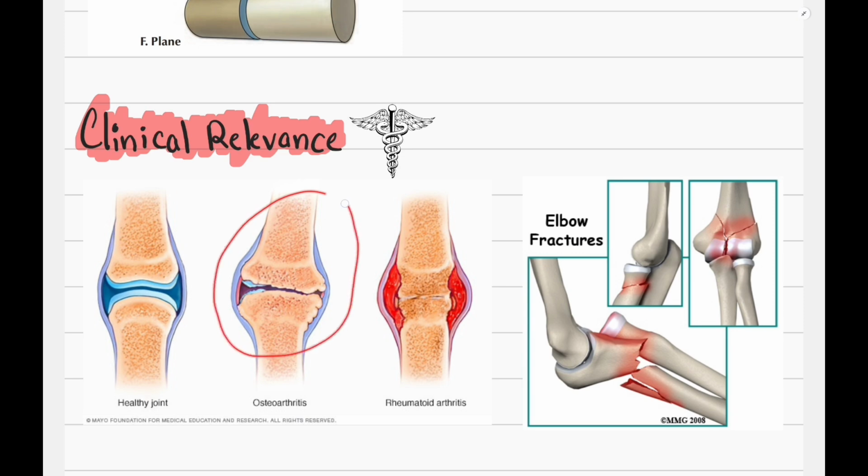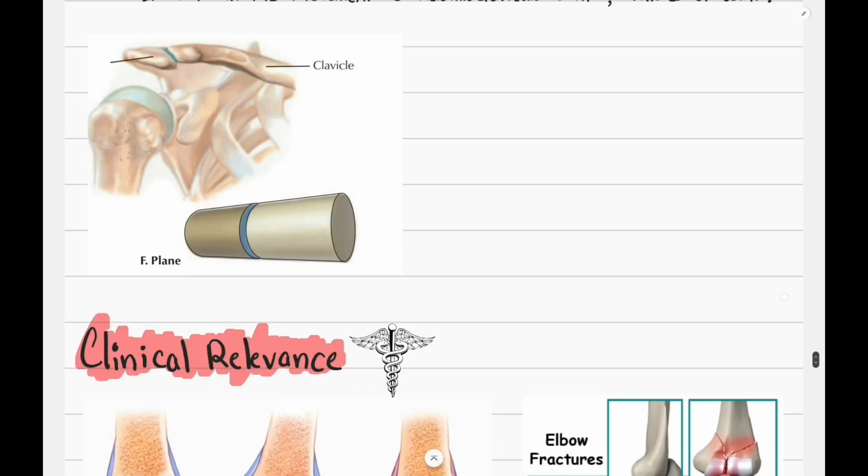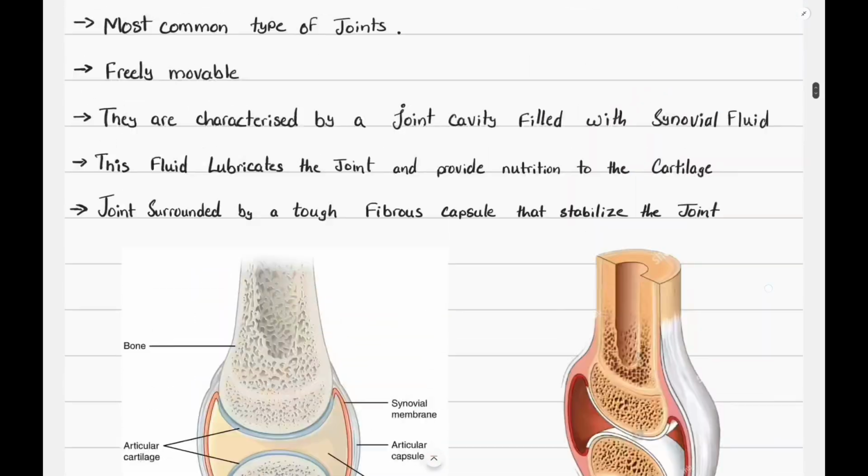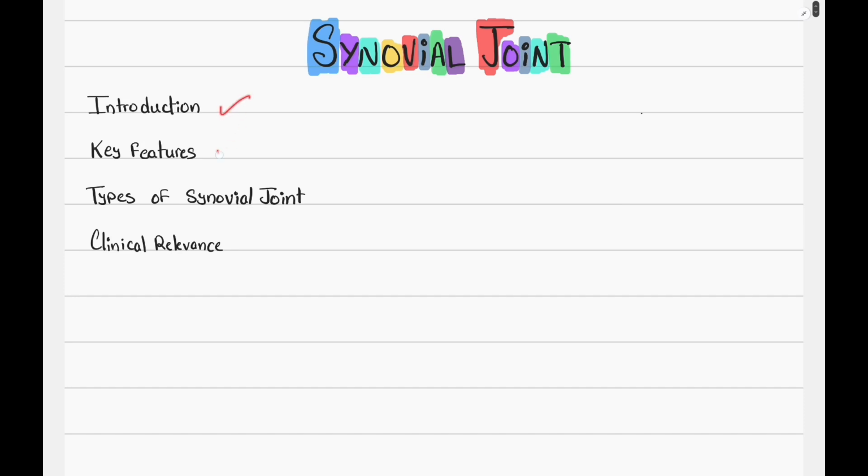This is the state of the joint in a condition like osteoarthritis, and this is the state of the joint in a condition like rheumatoid arthritis. And if you opt for the ortho branch in your post graduation, you will encounter a numerous number of bone fractures related to the joints. And finally, the synovial fluid and synovial membrane, which we have studied right now, are the key indicators of disease pathology, as in osteoarthritis and rheumatoid arthritis. So we have completed the topic of synovial joints: its introduction, key features, types of synovial joint, and its clinical relevance.